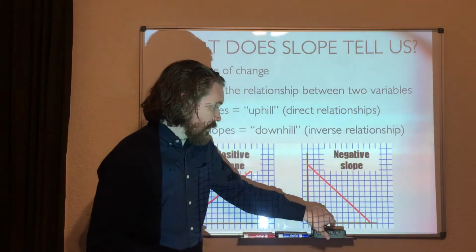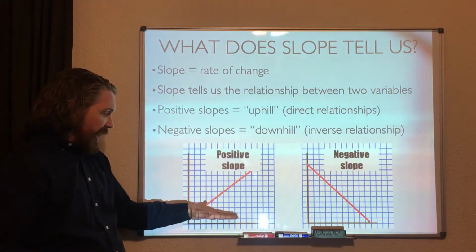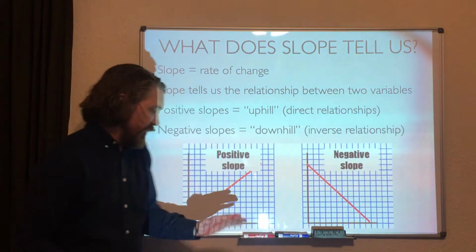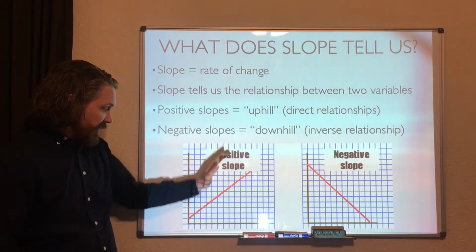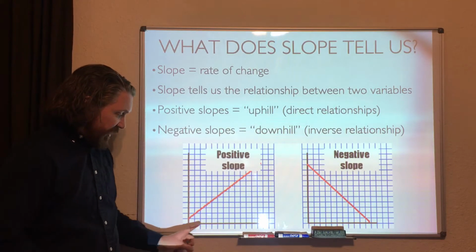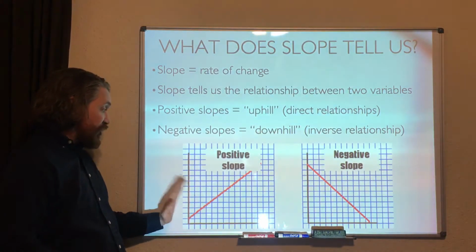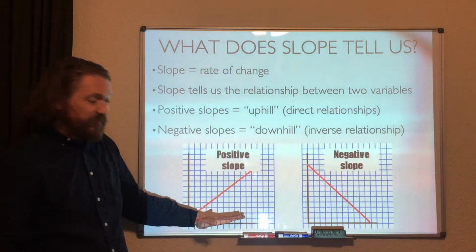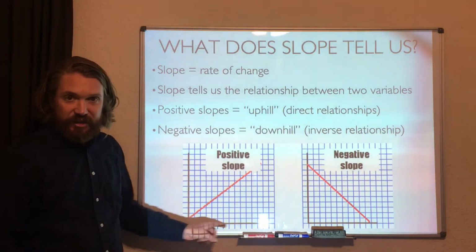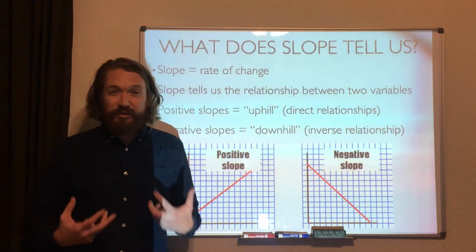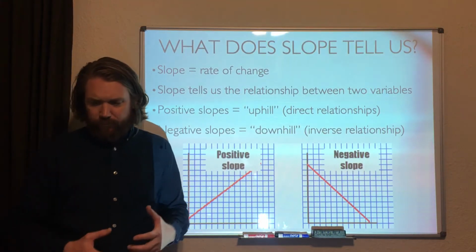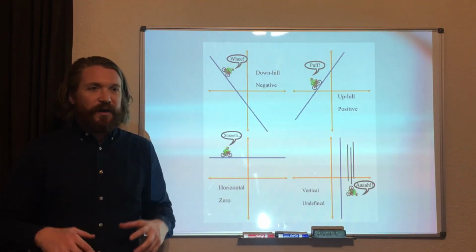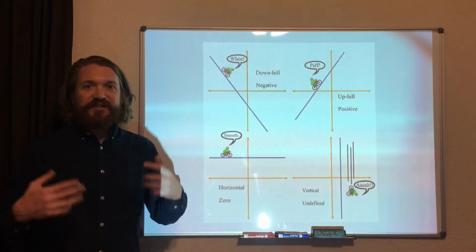And again, how angled this line is shows us how much it's changing. If it's a really steep line, that means just a little change in the x variable causes a huge change in the y variable, right? Whereas if it's a really flat line, a big change in the x variable only has a small change in the y variable, right?